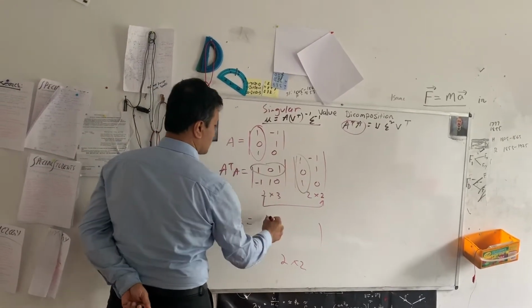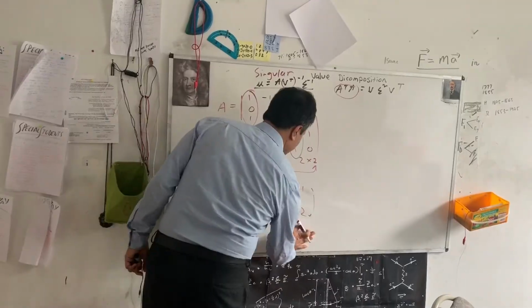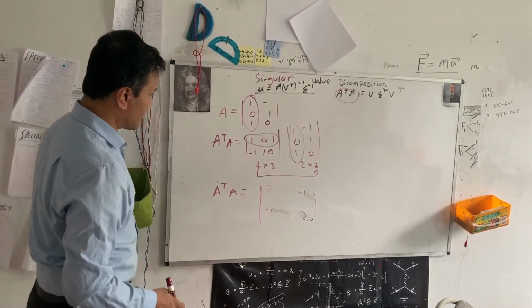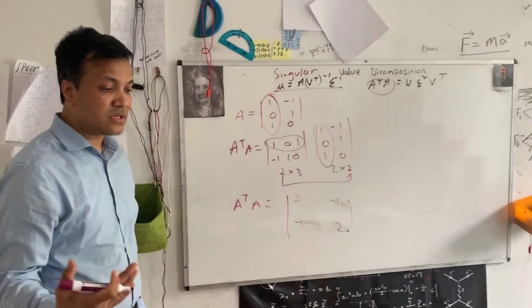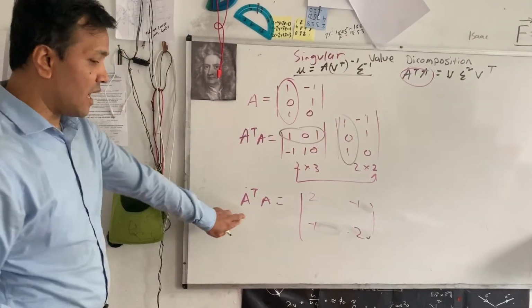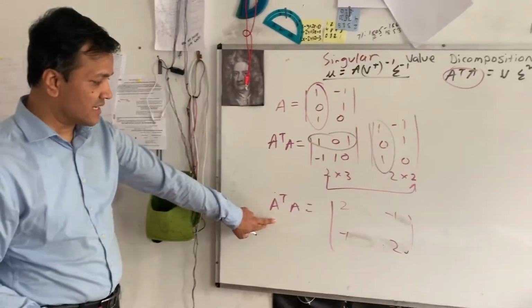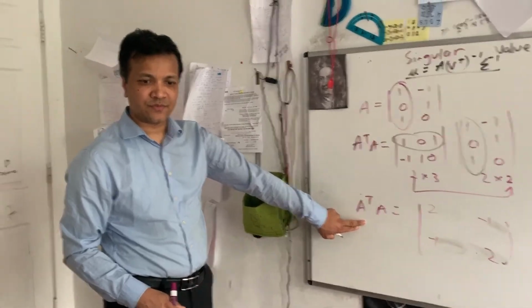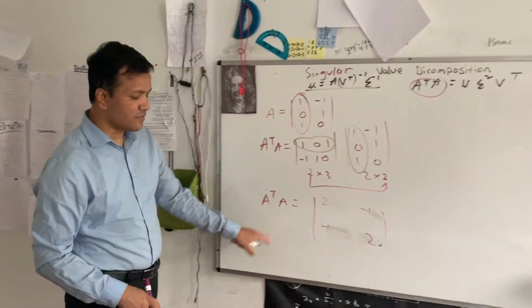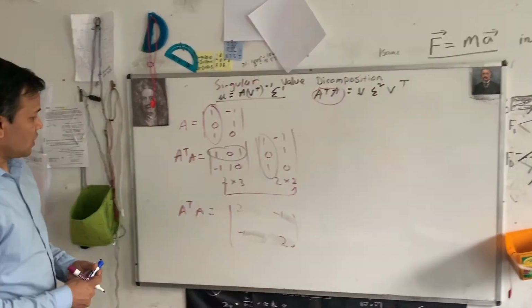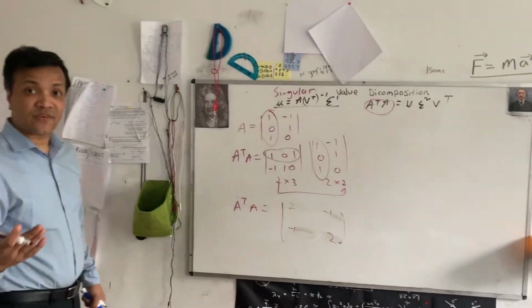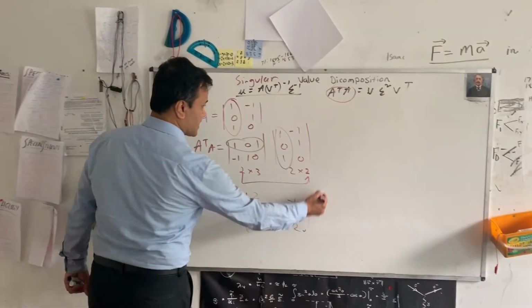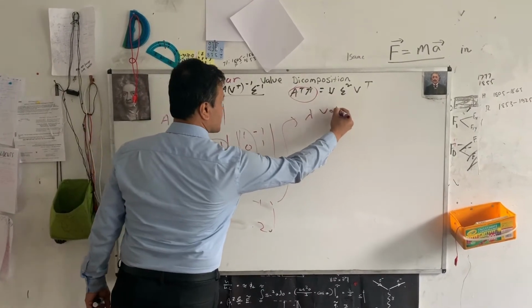So 1 times 1 is 1 plus 0 times 0. Hopefully this is right. If this is not right, then everything would be wrong. So now from here we have to find the eigenvectors. So let's first find the eigenvalues.